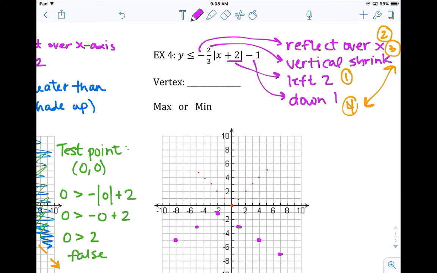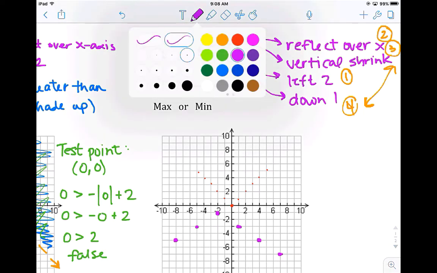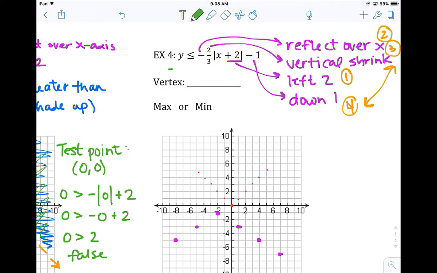Okay, now that we have our points, we can figure out what kind of line we're going to draw. So we do have an equal to bar this time, so that tells us we're going to have a solid line. So we're just going to connect those dots here. No spaces in our line this time. And then lastly, we can shade.